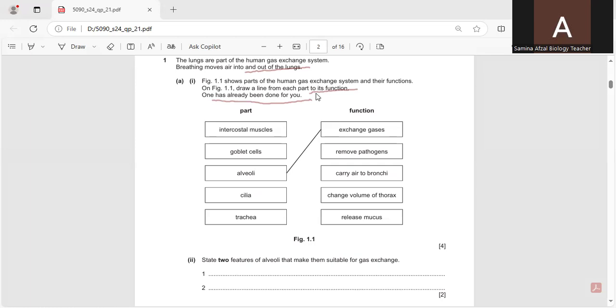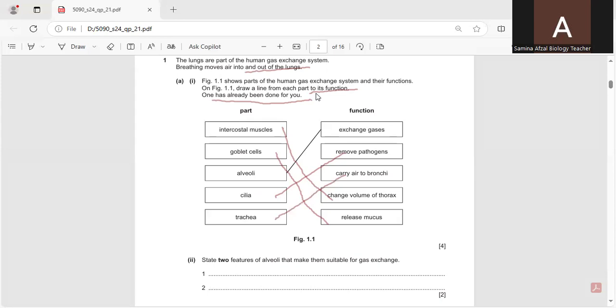exchange of gases. The second part is intercostal muscles, and the function of intercostal muscles is to bring change in the volume of the thorax. The goblet cells release mucus. And then cilia, which are used to trap the dust particles and to remove pathogens. And then trachea, they carry air to the bronchi. So the question was of 4 marks.